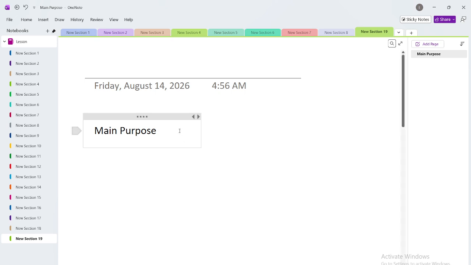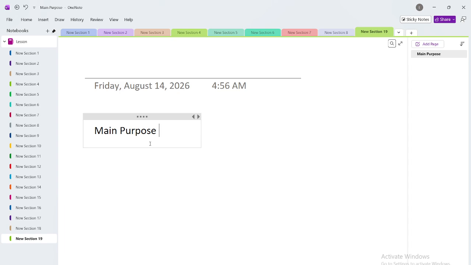All right, main purpose. Now, we learned in the main idea question type that we needed to find the main idea of the text, right? What the text is talking about mainly, what the topic is, what the whole thing is about, right? But main purpose is quite different. Not much, but a little, all right?